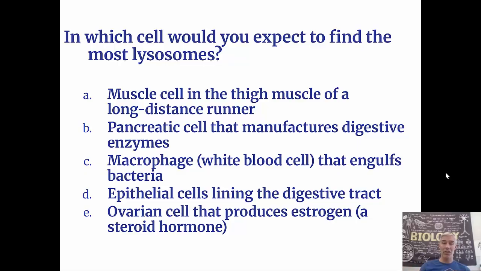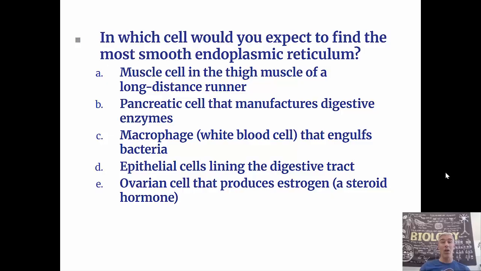So let's look at these questions. Which cell would you most likely expect to find lysosomes in? Let's look at this and pause it. Try to answer it. The answer is C, macrophage that engulfs bacteria because it has to digest that bacteria. Which cell would you expect to find lots of smooth ER? The answer to this one would be ovarian cells that produce estrogen. That's a steroid hormone. That's a lipid, right?